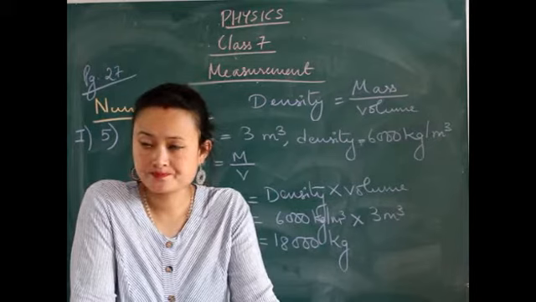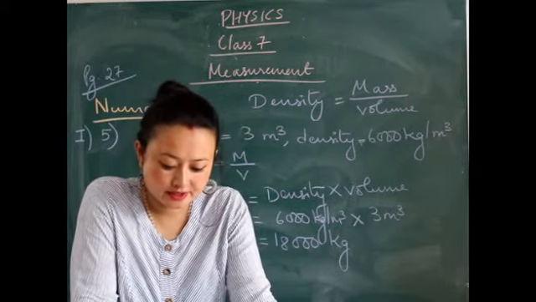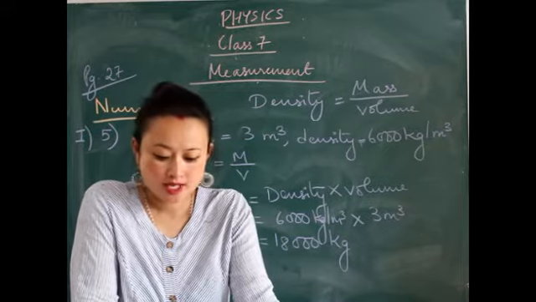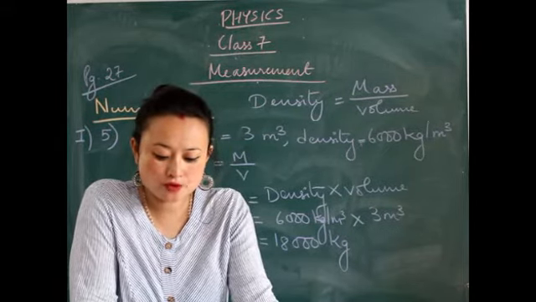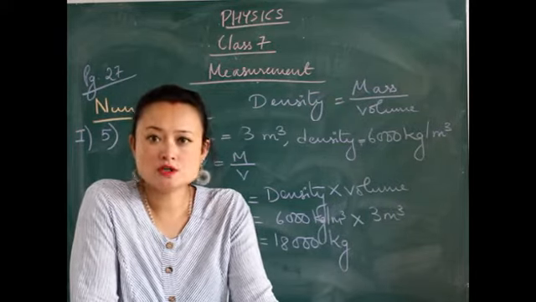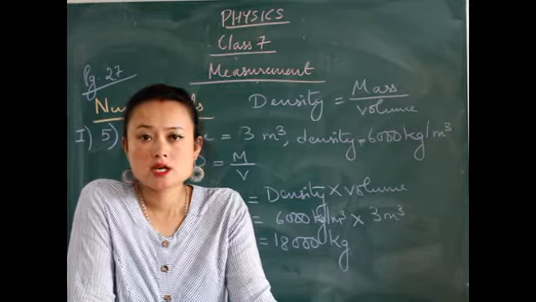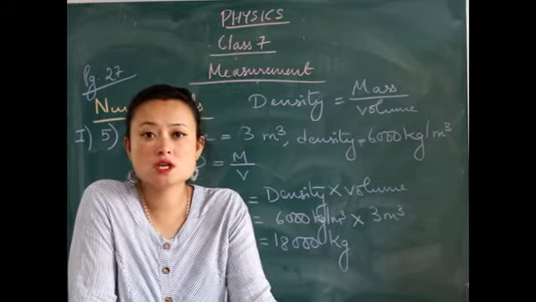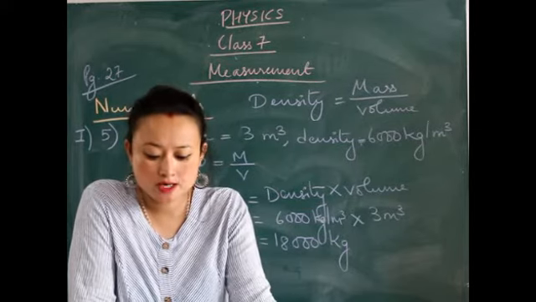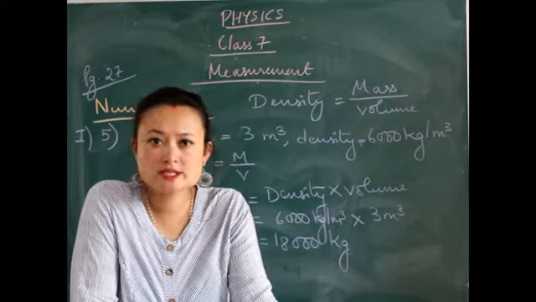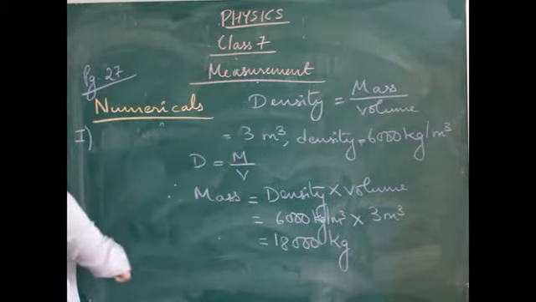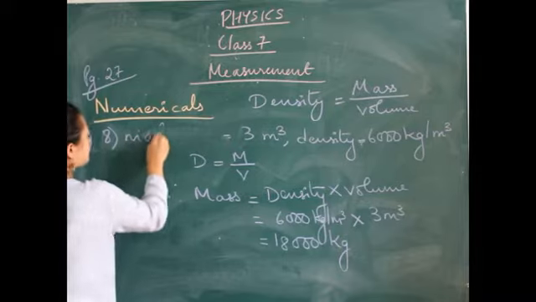Question number 8 reads: an object has a mass of 20,000 kilogram and a density of 4,000 kilogram per cubic meter. What is its volume? In question number 8, what is given? Mass, which is 20,000 kilogram, and density, which is 4,000 kilogram per cubic meter. What are you supposed to calculate? Volume.